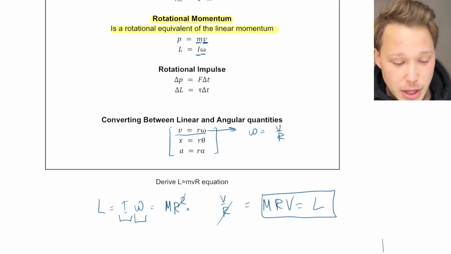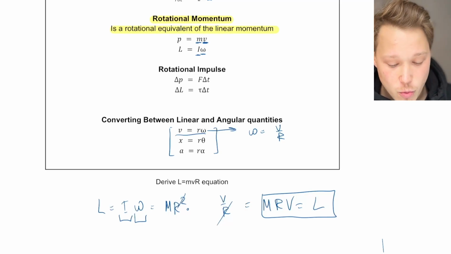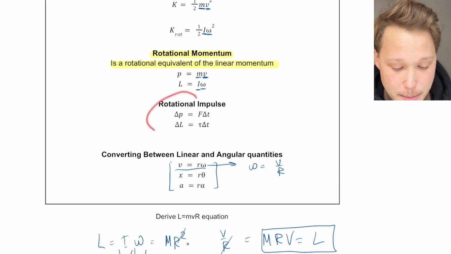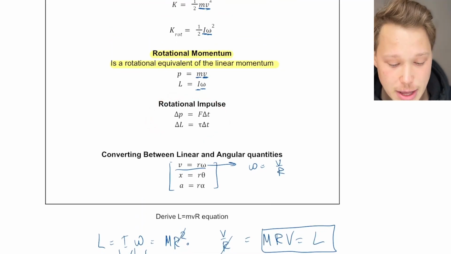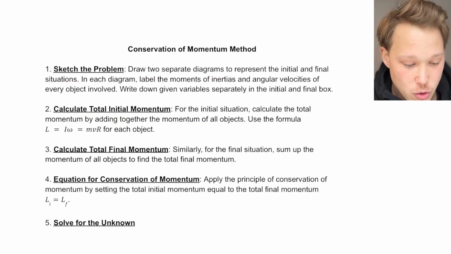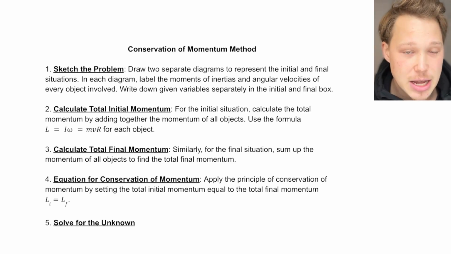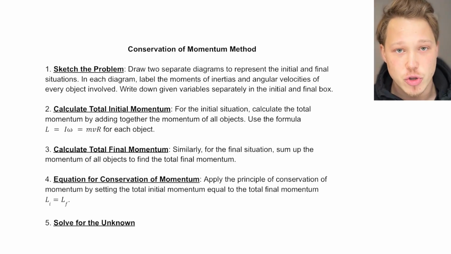Now, in our first example, we will assume that momentum is conserved, so there's not going to be impulse or any external torque. When momentum is conserved, we have our conservation of momentum method. That applies here. It's the same exact method that we saw in linear motion. The steps are going to be exactly the same; they're just going to be applied in the rotational framework.